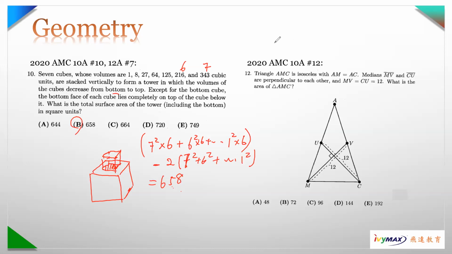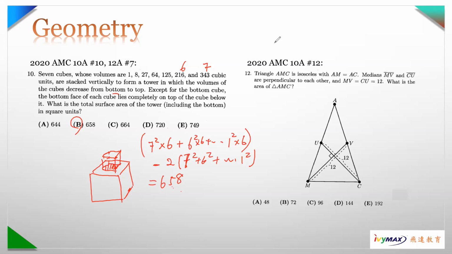All right, next one on the right. This is question number 12 on the 10A. So we have a triangle AMC, right? And it's an isosceles triangle, and AM equals AC. Medians MB and CU. So these two segments are considered medians. That gives you the information that U is the midpoint of AM, B is the midpoint of AC. Okay, and these two medians are perpendicular to each other, and each one of them has a length of 12. So what is the area of the triangle AMC?